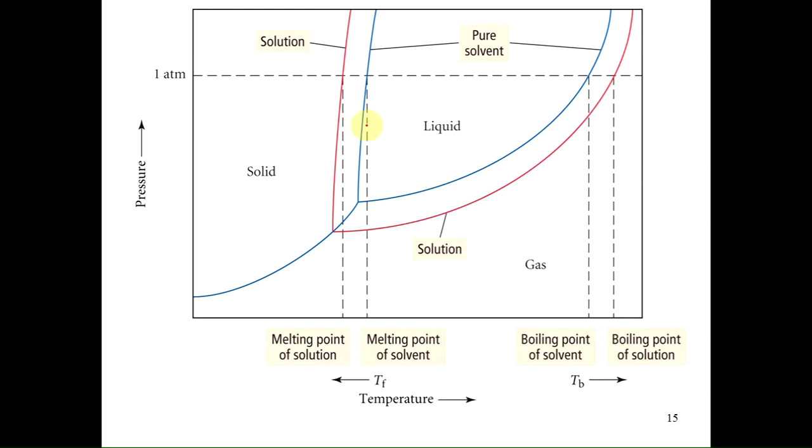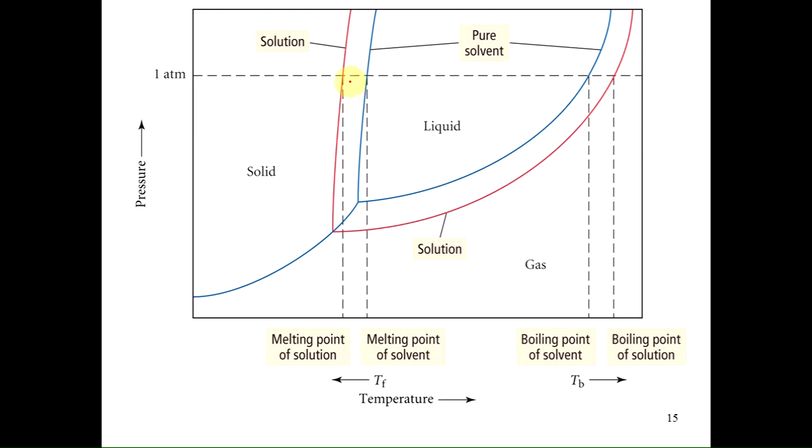Going from this line to this line, we're going from solid to liquid, so this would be melting. Going from the liquid to gas, we have vaporization. So this blue line represents the pure solvent. But notice what happens when we put some solute into our solvent and make a solution. Now we have the line right here, that's what this red line represents. So here we have the solution.